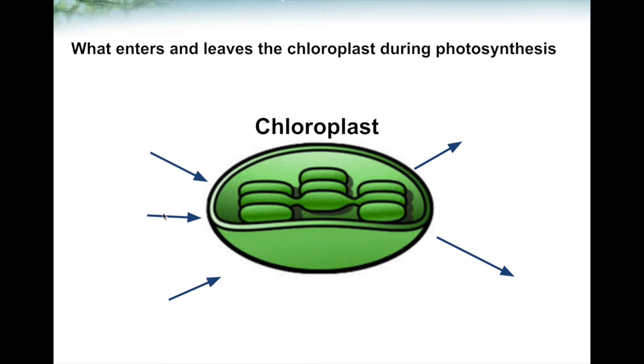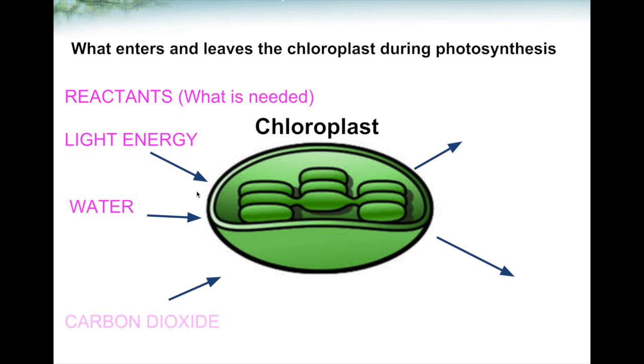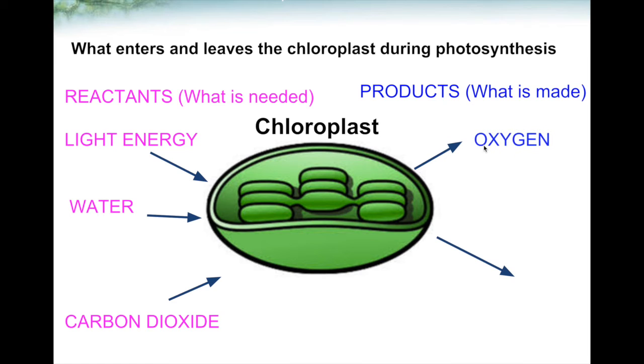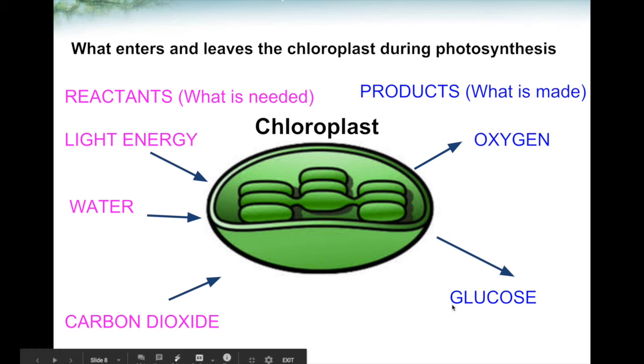These arrows show what's going into the chloroplast. Remember, light energy goes in, water, and carbon dioxide. These are the reactants. These are what is needed by the producer. Okay, the arrows pointing out are the things that are leaving the chloroplast because these are the things that are made. What's made? The producer will make oxygen, and it'll make this important sugar molecule called glucose.